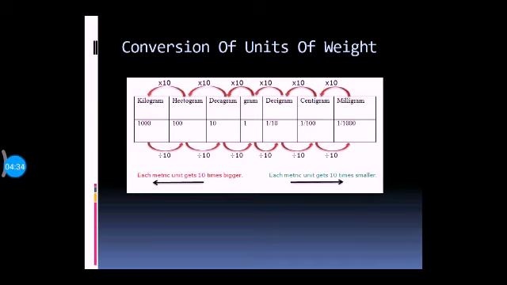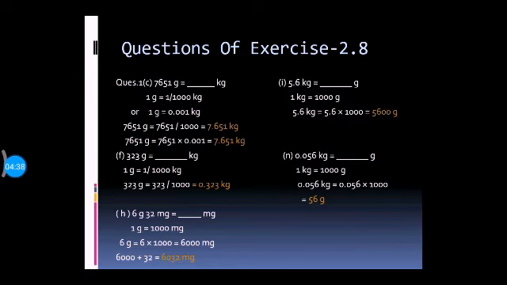Okay, so let's see a few questions first. Here you can see we are doing questions of exercise 2.8 only, and question first has a few parts that are of units of weight. So C part is 7651 gram.